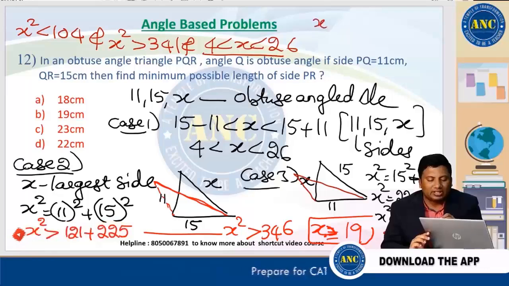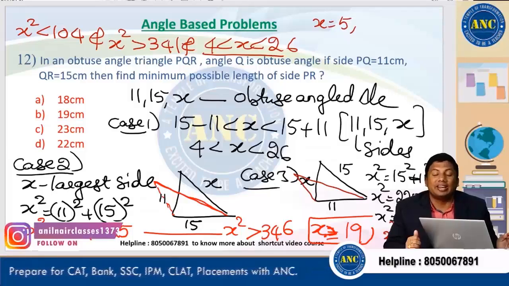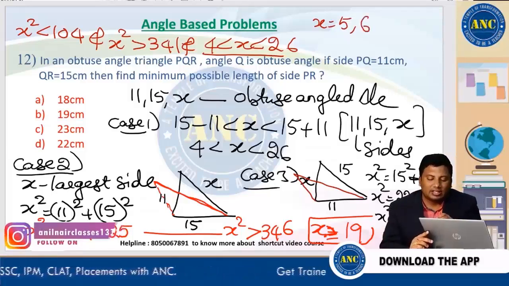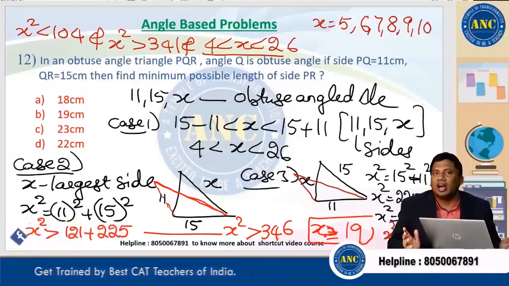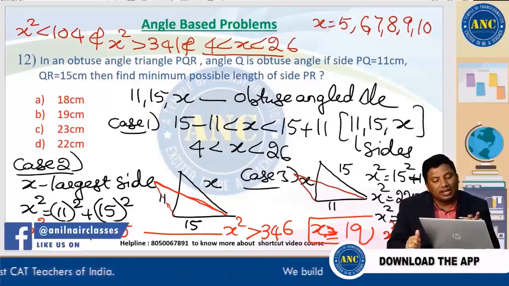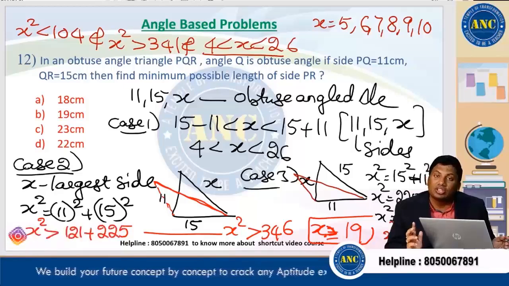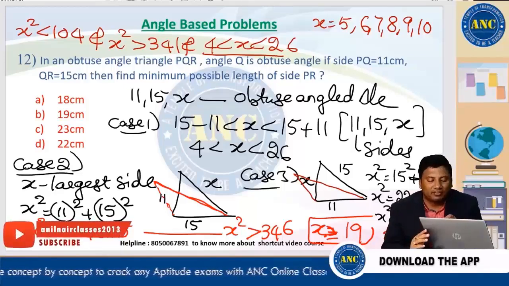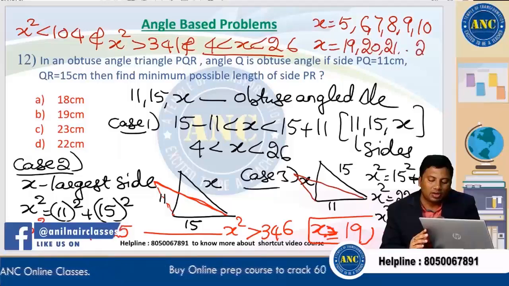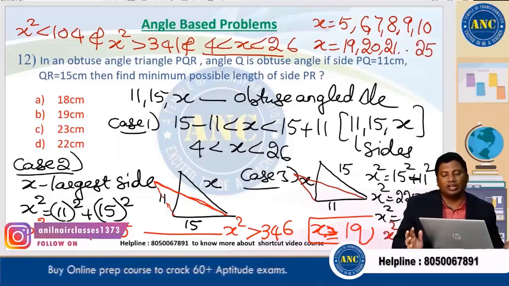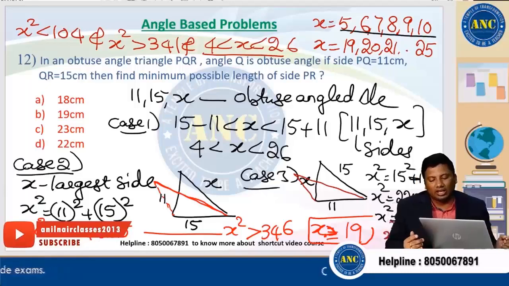4 less than x, that means x can take 5. X square is less than 104. 9 square is 81. 10 square is 100. So answer is 5, 6, 7, 8, 9, 10. 100 is less than 104. X square is greater than 346. 18 square is 324. 19 square is 361. 361 is greater than 346. So x can start from 19. 19, 20, 21 and so on till 25. Totally how many cases we got? From 5 to 10 there are total 6 cases.